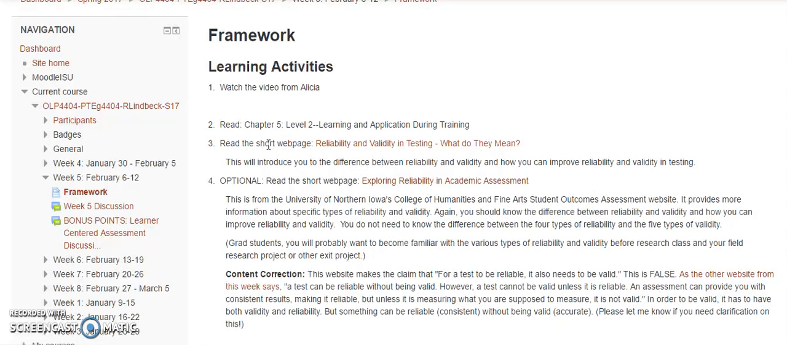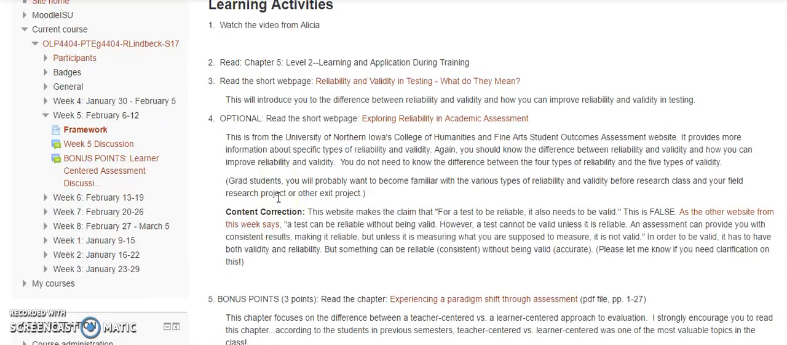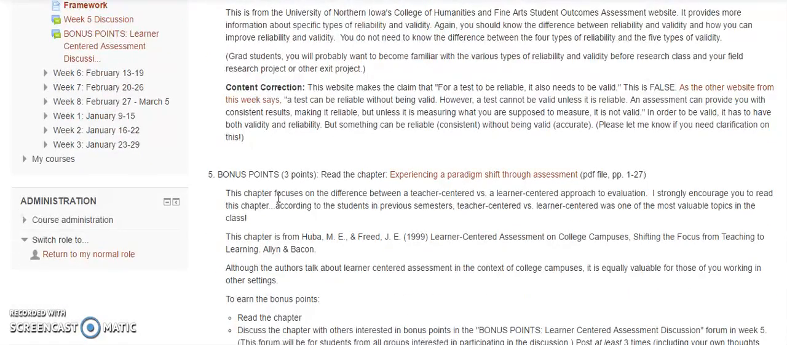Then you'll read the short web page about reliability and validity. So reliability is how consistent the test is, and validity is how accurate it is or how well it measures what it is intended to measure. So look at that. And then optionally, you can read a short web page that goes more in depth about the different types of reliability and validity. You don't have to know all of the different kinds. You might want to look at them, and grad students, you might want to look at that so you have more of an idea of the specifics as you move forward with your program and with other courses that you might take. But that's an optional resource for you if you're interested.